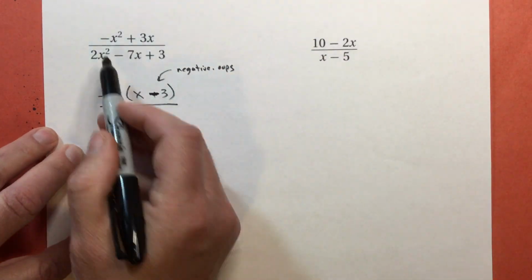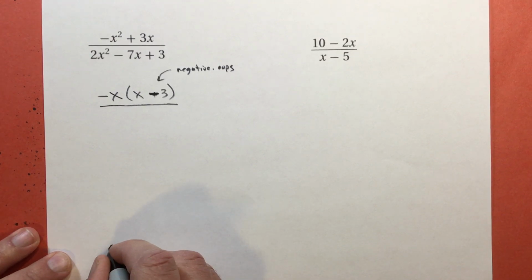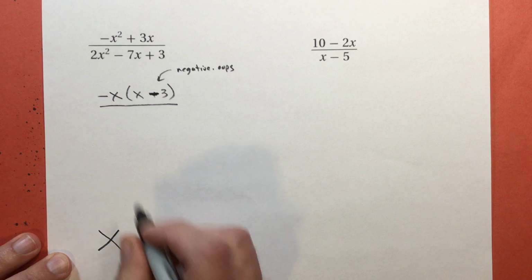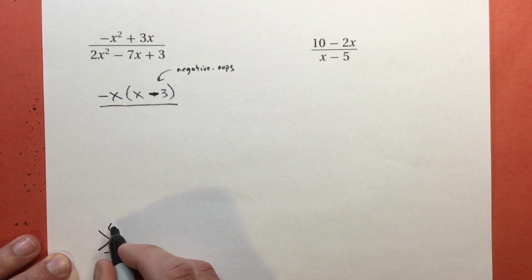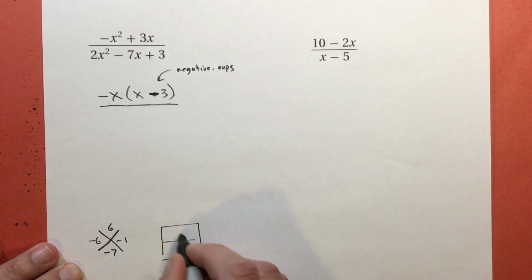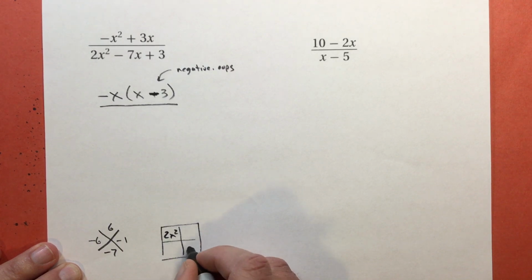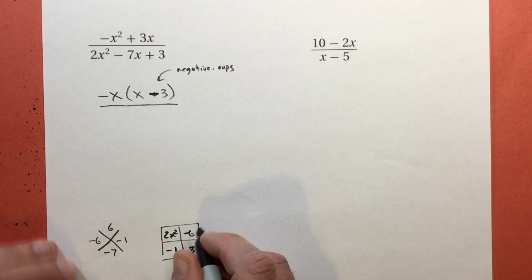Okay. Now, the denominator, same thing. Usually I would grab another sheet of paper, but I'm going to come down here at the bottom. 2 times 3 is 6. The negative 7 goes here. This is what two numbers multiply to give positive 6, add to give negative 7. That's negative 6 and negative 1. Make my multiplication chart. 2x squared and 3 go here and here. Negative 6 and negative 1 go here and here.